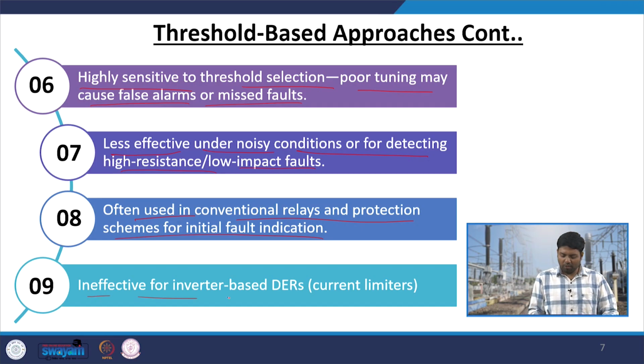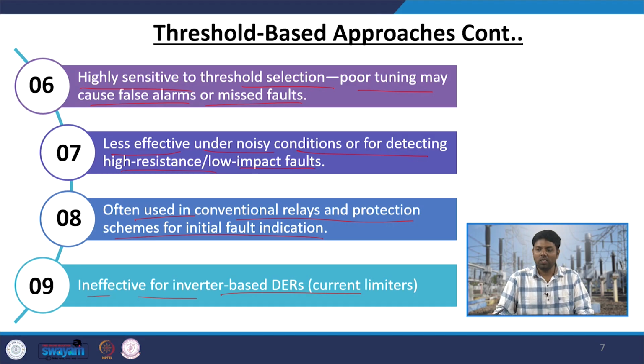That is ineffective for inverter based DERs where the current limiters are there. So, inverter based DERs, what it does, it restricts the fault current coming from inverters, but it cannot restrict the fault current which is coming from the contribution from the grid. If that is the case, then what will happen, that inverter is good, but the relay will see that the fault current from the main grid is less. So, it will not operate, but still the fault is there.